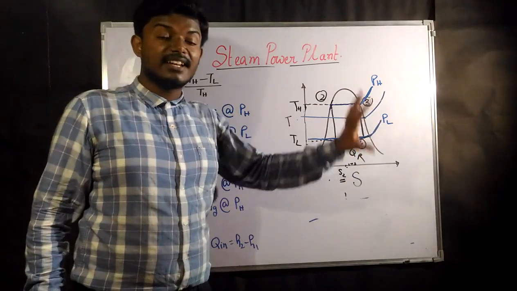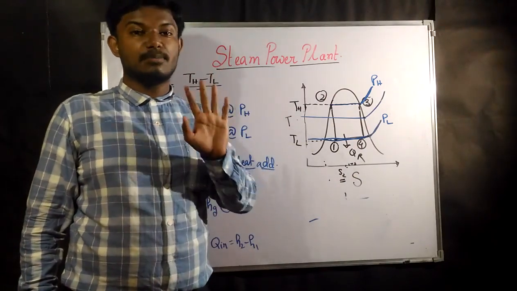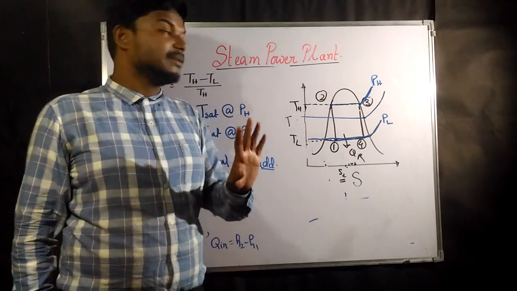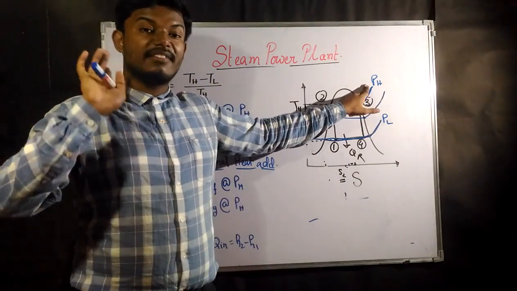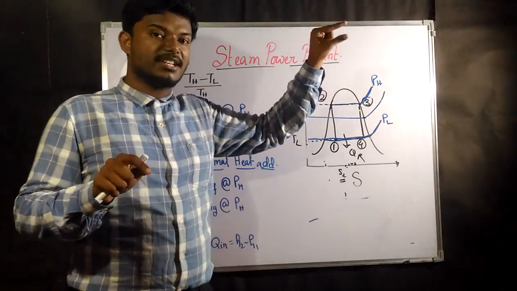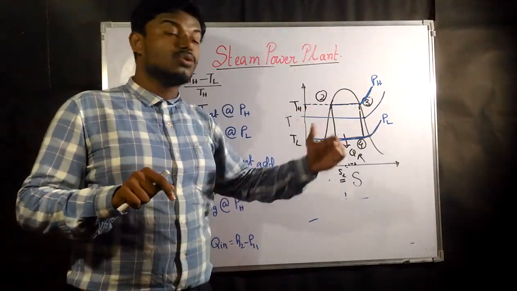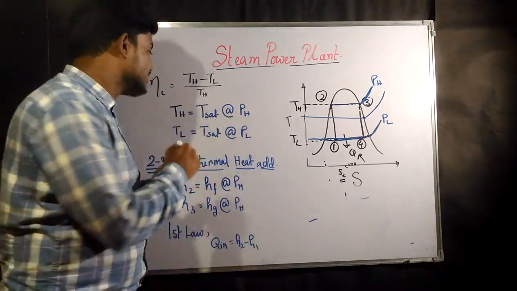To understand the steam power plant, understanding the steam table is very important. A certain pressure will be given in the question, and in the steam table we need to find out, at that pressure, what the saturated temperature is. We can find that from the steam table.